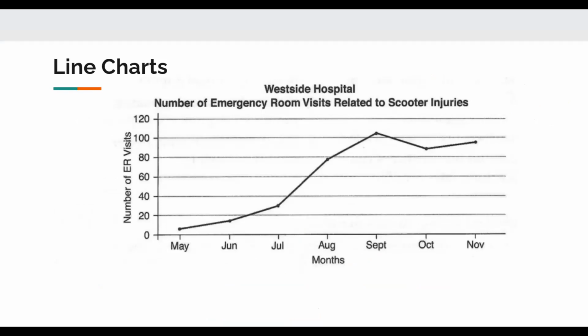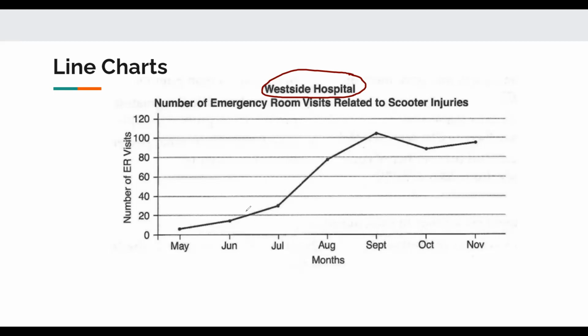Let's take a look at another chart type here. This is an example of a line chart, and line charts are usually used to communicate how something changes over time. Here we can see we have months of the year on the bottom. The topic of our line chart is the number of emergency room visits related to scooter injuries, and they're at a particular hospital, Westfield Hospital or Westside Hospital. Over here, we have the number of ER visits.